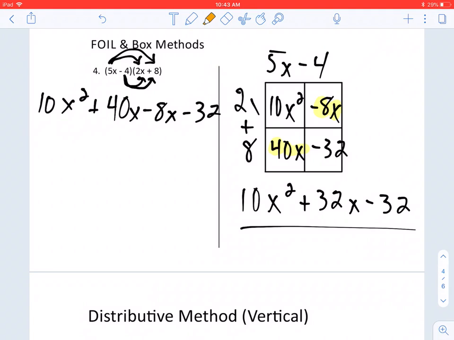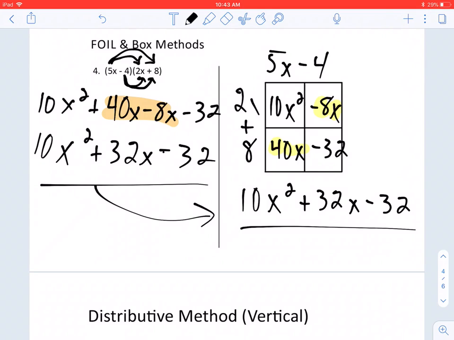And once again, as with the other three problems, the two center terms are going to need to be combined. So we have 40x minus 8x, that's 32x minus 32. And there you go. That's your final answer, and you can see that it matches what we got yesterday with the box method perfectly.